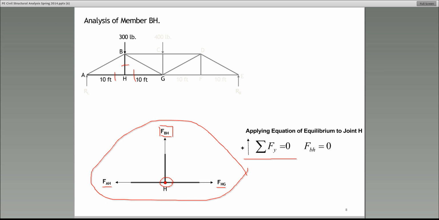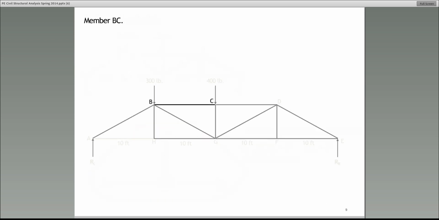All right? Some of you may ask, well, if BH, let's look at the truss up here, if BH, this member, is a 0 member, which means it's not capable of resisting or carrying any loads, then what happens to that 300-pound force that's acting in the vertical direction at B? Well, please pay attention. That 300-pound force will be reacted upon by the Y component of these inclined members, AB and BG. All right, let's move on.